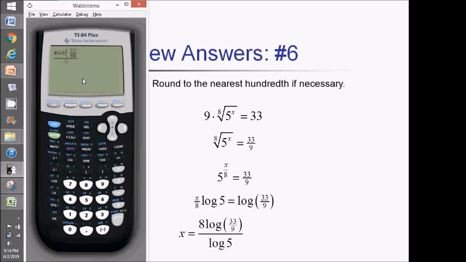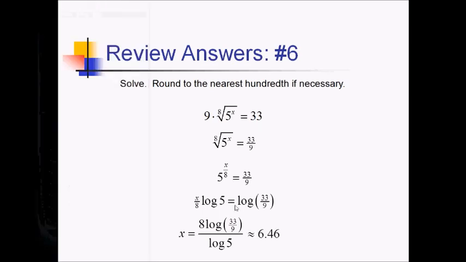33 over 9, and close that parentheses. Down below now, I've got log of 5. Close that parentheses, press enter. And rounding it to 2 decimals, we've got 6.46. And if you really wanted to, you could plug this back in for the x up here just to make sure that it actually works out.